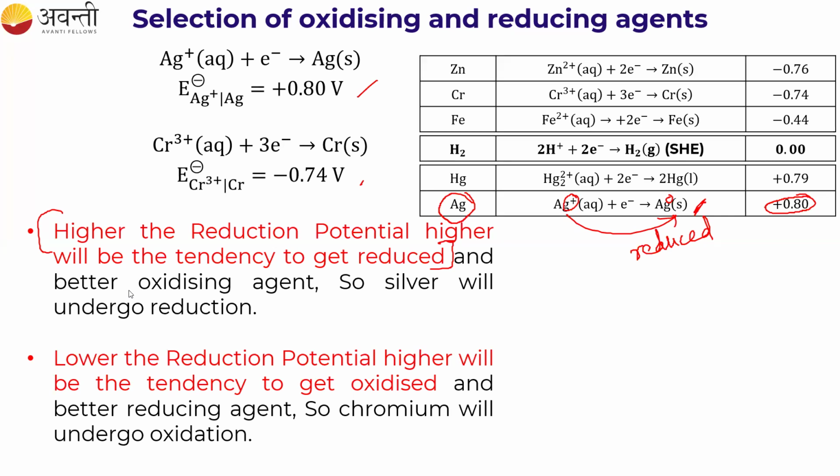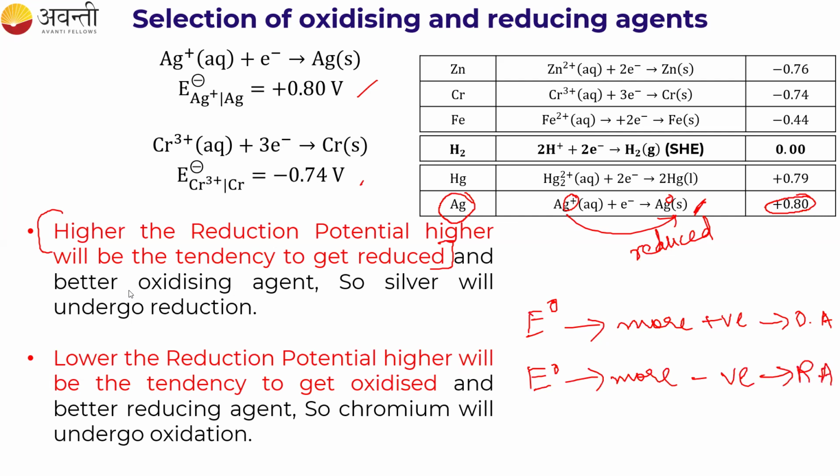Is it clear for all of you? Will you be able to find the strong oxidizing agent and strong reducing agent if E naught values are given to you in the question? Yes or no? If the E naught values are more positive, then it is a strong oxidizing agent. And if the E naught value is more negative, then it is a strong reducing agent. That's all. This is the concept we are discussing in this slide and in the previous slide. Students, is this clear for all of you? Shall we go on to the next thing?